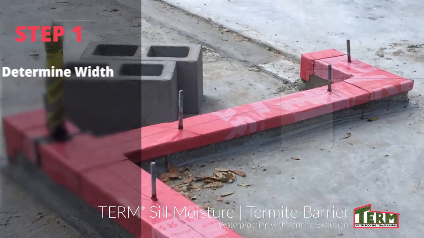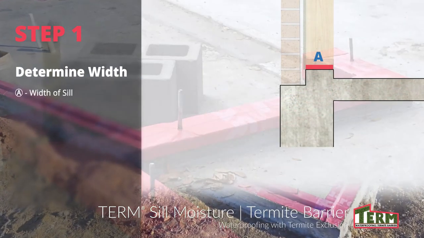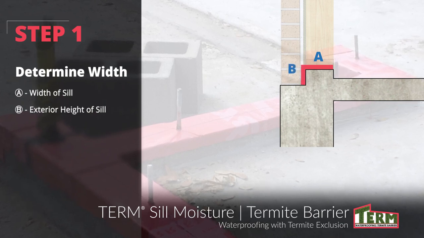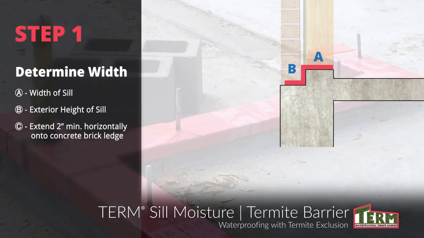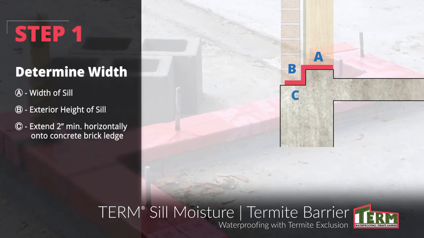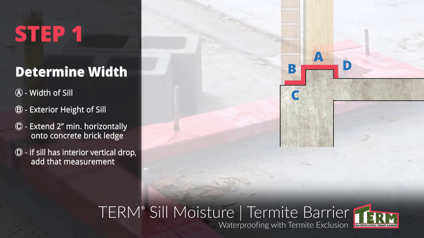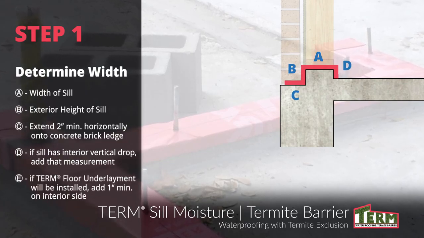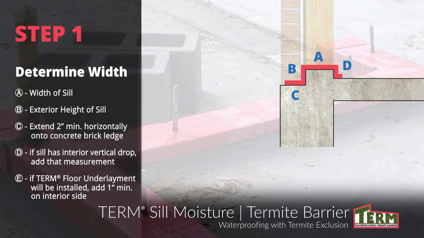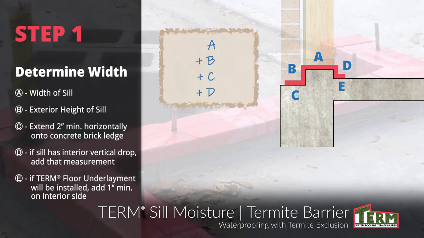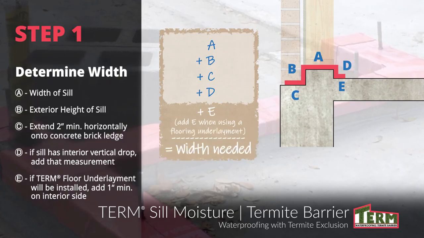Here's how to determine the width needed. Add the width of the sill, A, plus the exterior height of the sill, B, plus 2-inch minimum to extend horizontally onto the concrete brick ledge, C. If the seal has an interior vertical drop, add that, D. Lastly, if TERM floor underlayment will be installed on the project, add a minimum 1 inch on the interior side, E. Determine the width in advance so the correct material can be ordered for the job.